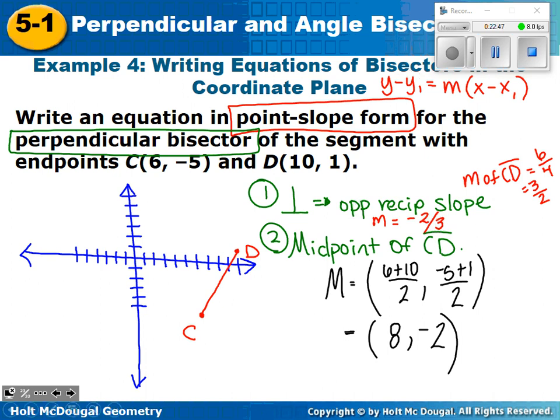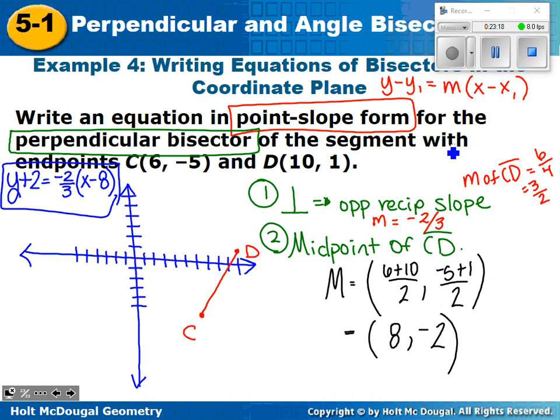So the equation of our line should be y plus 2 equals negative 2 over 3, parentheses, x minus 8. And this is the equation of the line. You could graph it if you wanted to make sure that your line actually crosses through the midpoint and looks to be perpendicular. But that's it, 5-1.